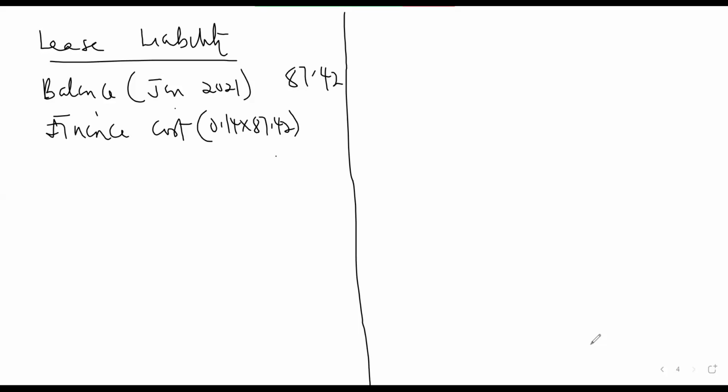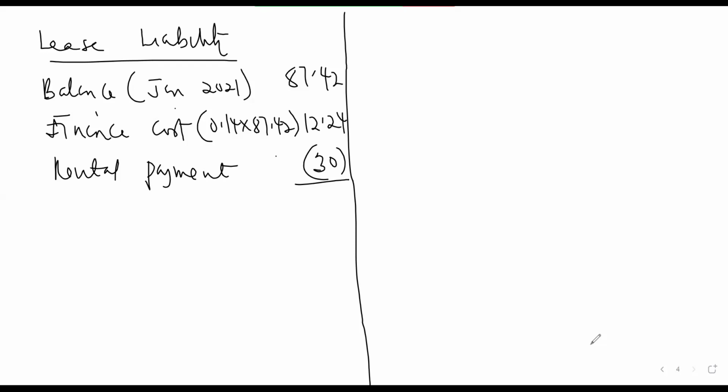Are you sure? I'm getting 12.2324. Okay, 12.24. And at the end of the year, what will happen? The rental payment of 30. So what will now be the balance? $69.66.